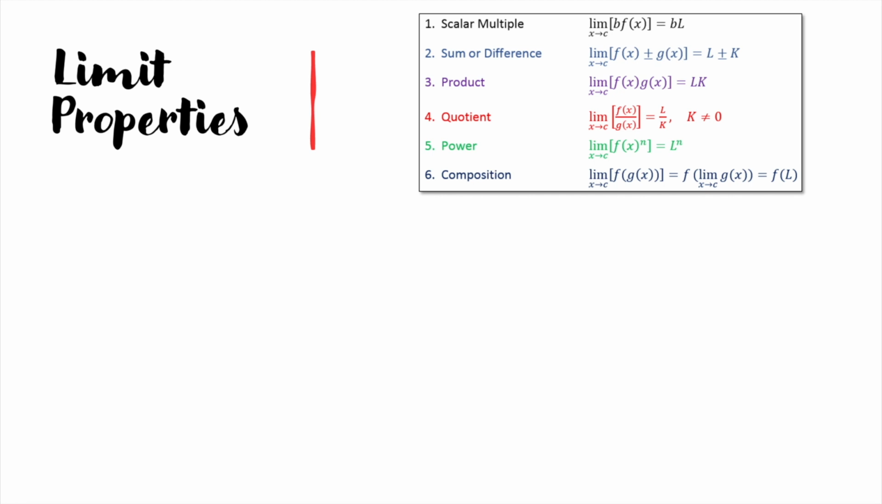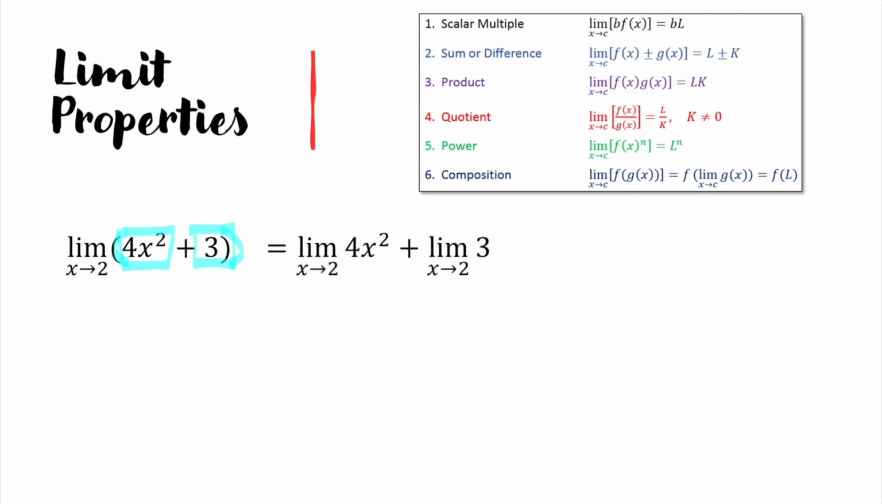With those in mind, let's do a few examples. I'm going to show you this problem two ways, the long way and the short way. Long way first. The limit as x approaches 2 of the quantity 4x squared plus 3. I have two functions here that are being added together. So I can take the limit as x approaches 2 of each of them.